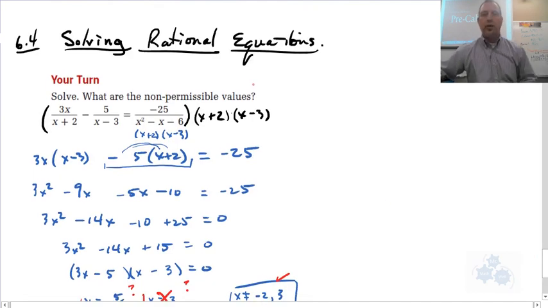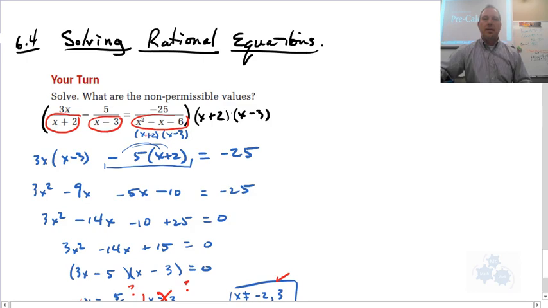6.4, solving rational equations. Okay, when we solve rational equations, in this case, you do not have to get a common denominator with everything. You don't. You can, but you don't have to. What you want to do is eliminate all of the denominators. You eliminate them all by multiplying. I'm going to multiply everything by this. I'm going to multiply everything by this. And I'm going to multiply everything by this.